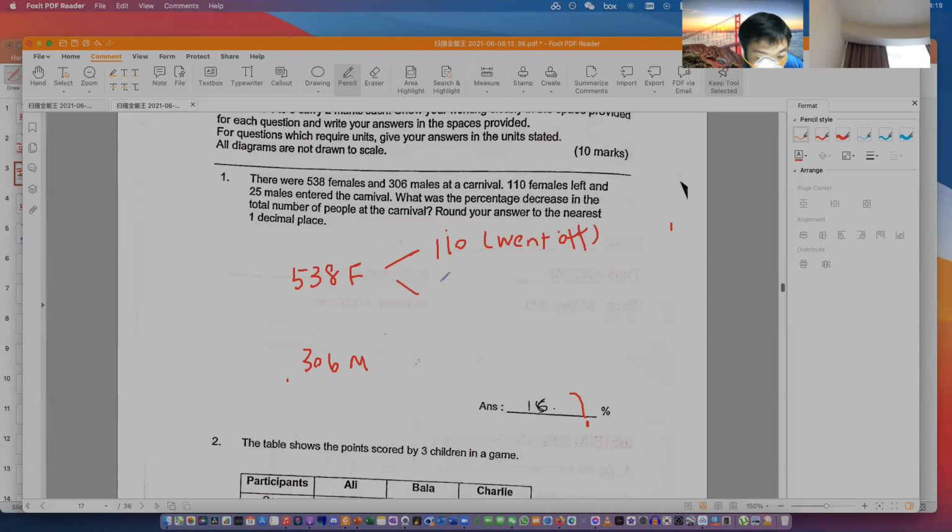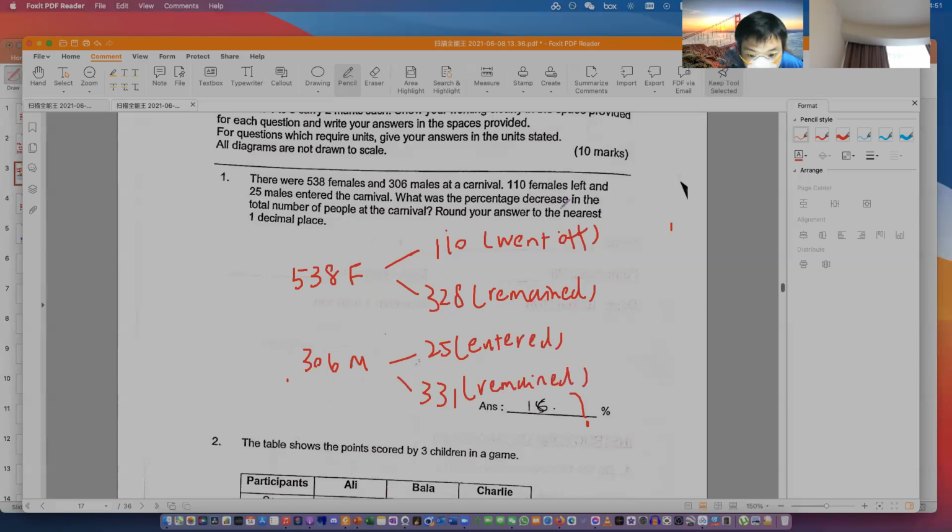So how many remain? 538 minus 110 leaves 428 females, and the males are 306 minus 110, so 196 remain. And 25 males enter, so I need to add to it. So it's 331 for the males. So this is done. Okay, so it's entered.